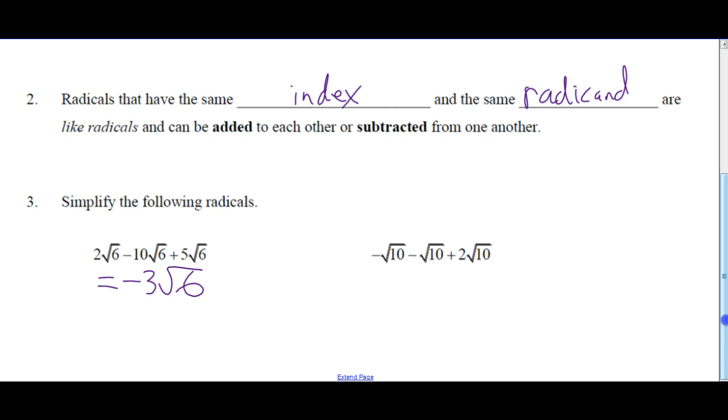Negative root 10 minus root 10 plus 2 root 10 is? Okay, I have negative root 10 and I subtract root 10, so how many root 10's do I have? Negative 2 root 10's, and then I add 2 root 10's. If I have negative 2 of something and I add 2 of the same thing, I don't have anything, right? It's 0. You could write 0 root 10, but that would be kind of silly, right? Because 0 times anything is 0. Okay, we good?